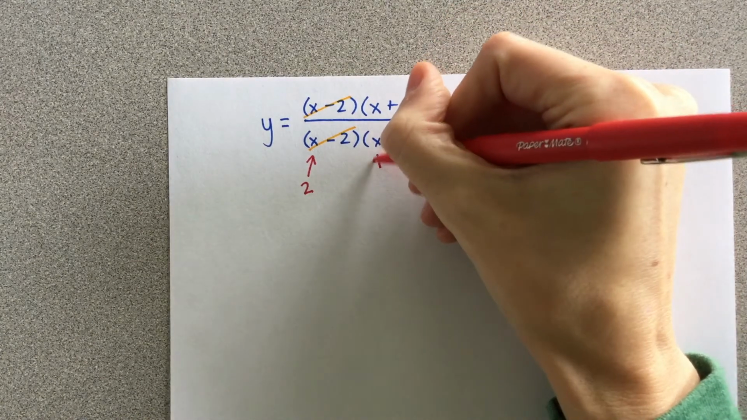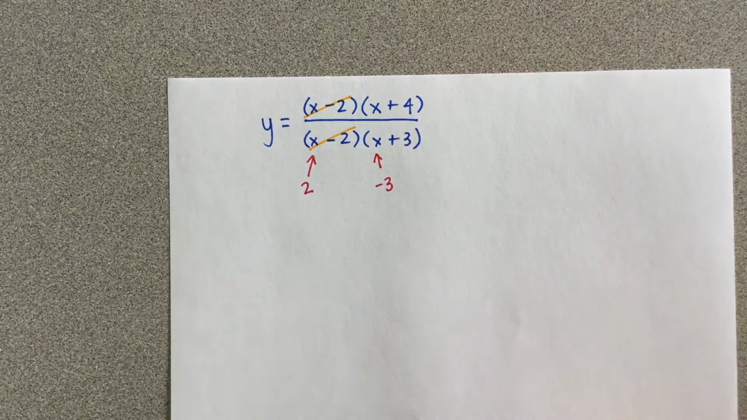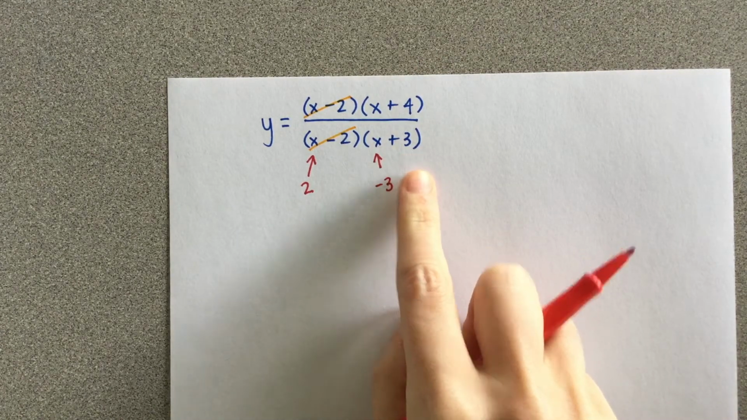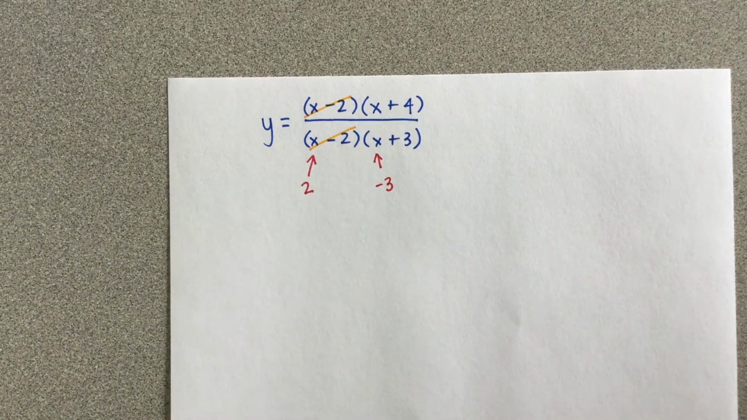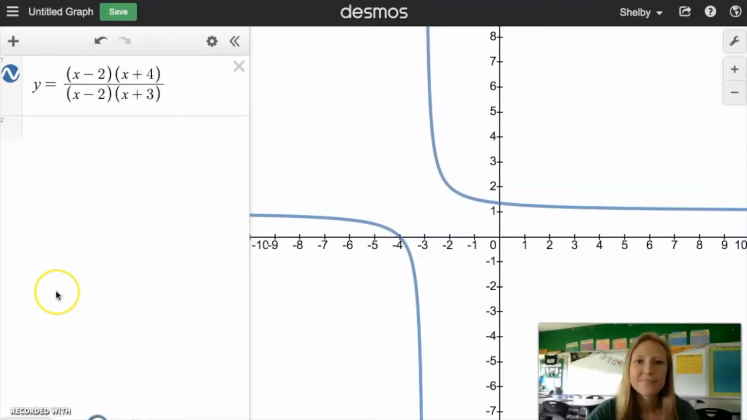The other value would be a negative 3. If this x were negative 3, then the entire denominator would end up equaling 0. So let's take a look at the graph of this rational function. All right, so we are looking at the graph now of this rational function. I've already got it typed into the Desmos website. And we were just discussing how the values of x that make the denominator equal 0 are positive 2 and negative 3. So let's see how those show up on the graph.